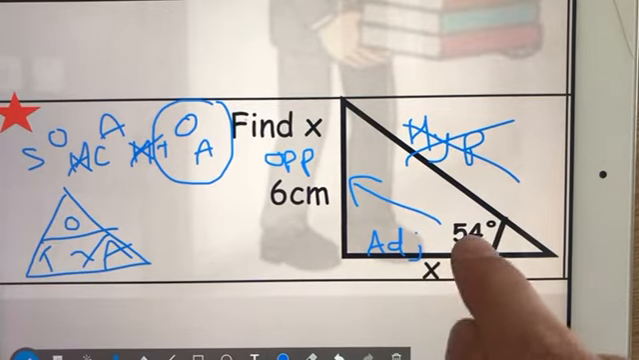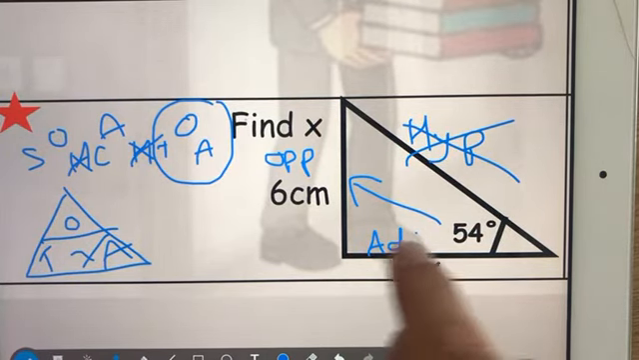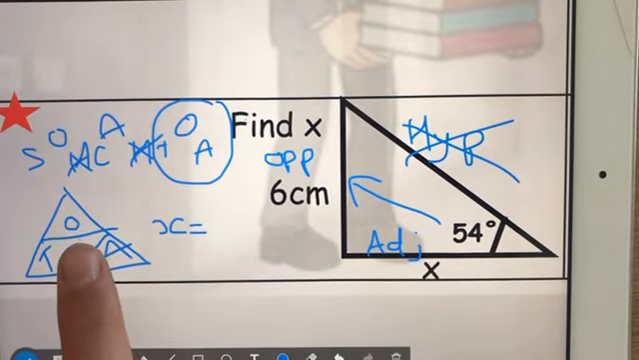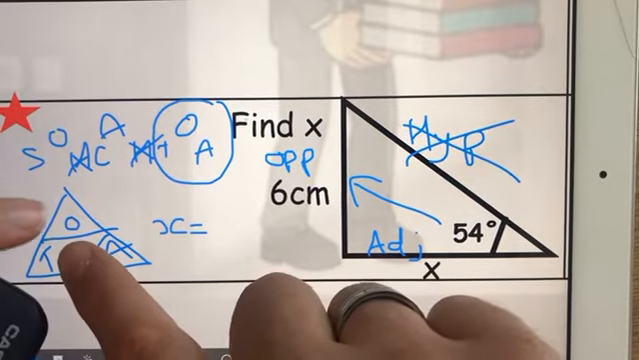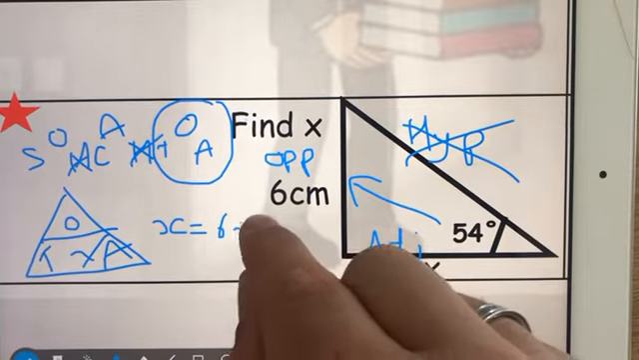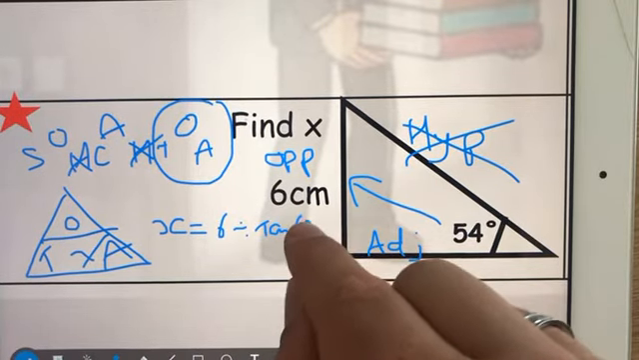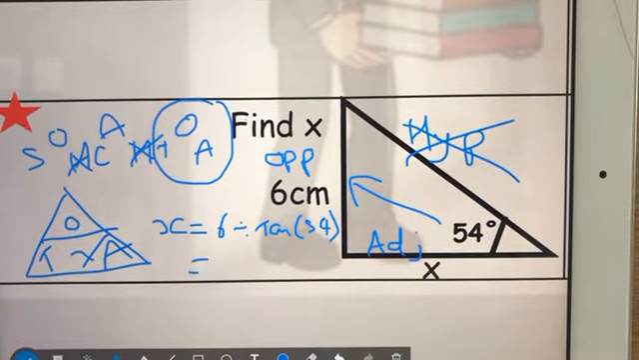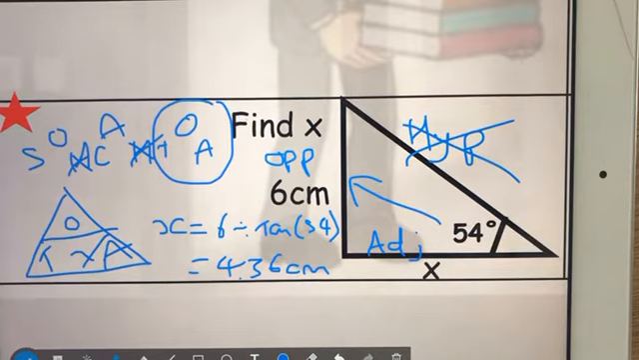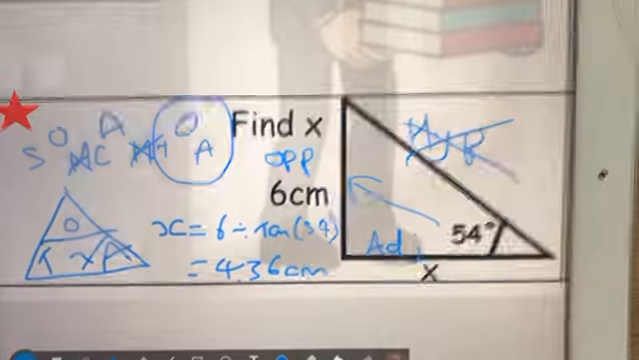Because I'm using tan, I cover whatever I want. I want the adjacent, so x equals that. If I cover that with my finger, whatever's left is your working out, and your working out is opposite divided by tan of whatever the angle is. Opposite is 6, divided by tan 54. I just put that on my calculator, 6 divided by tan 54 gives me 4.36 centimeters. Really straightforward, and it is the same every single time, guys. If you want to write that down, do it at the end of the session when the video goes up.